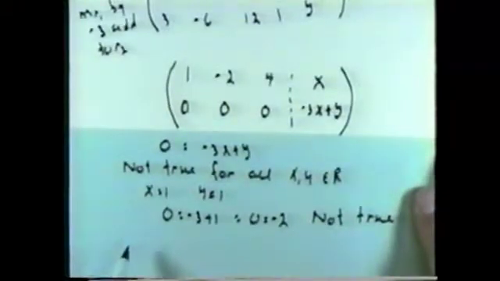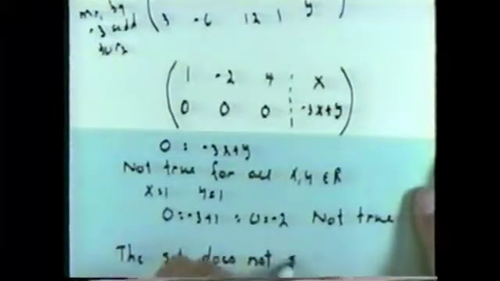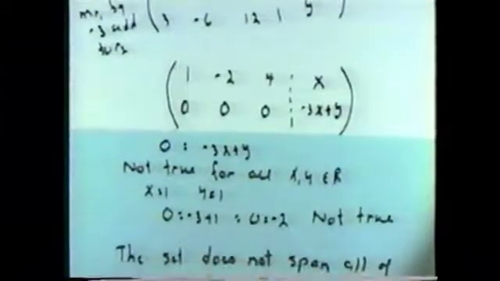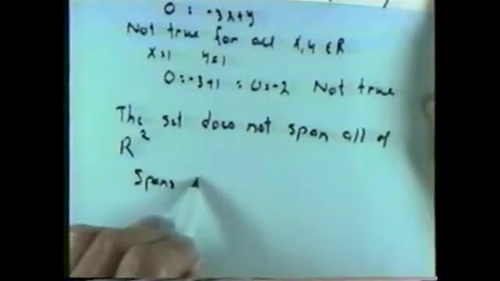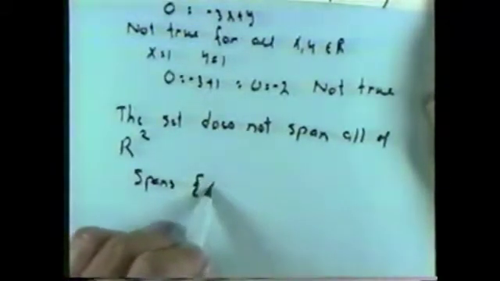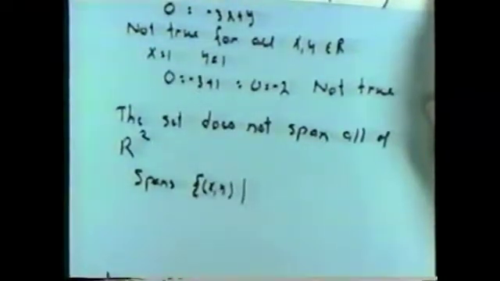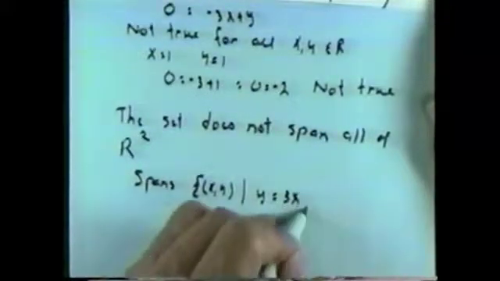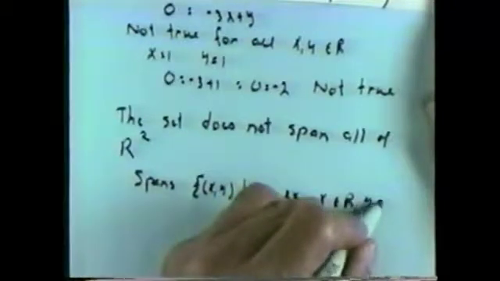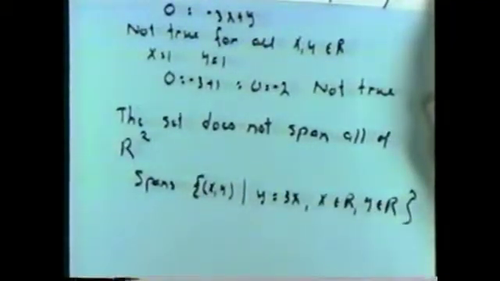So we can see right off that the set does not span all of R squared. What part does it span? It spans the set of all ordered pairs (x, y) such that y is equal to 3x, x an element of R, y an element of the set of all real numbers. So it will span part of it, but not all of it. So it does not span all of R squared.